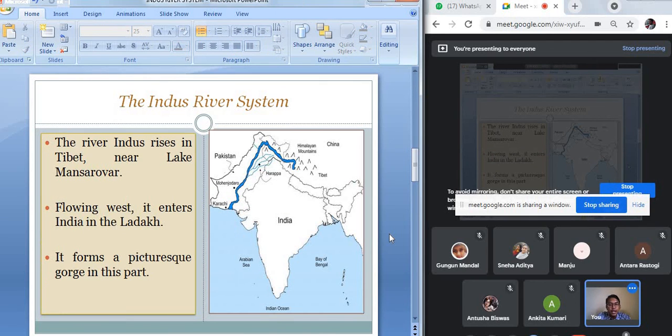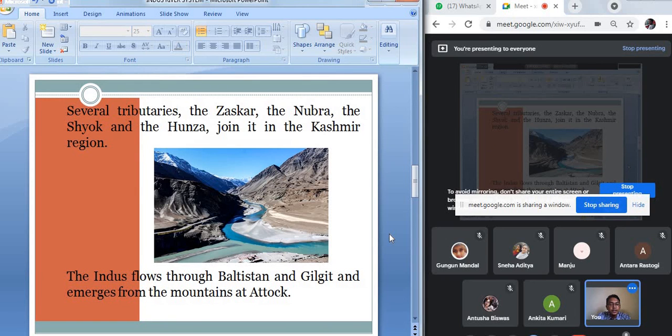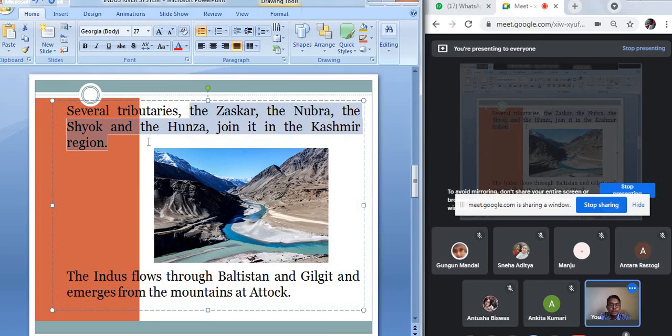After entering Ladakh, that is the Jammu and Kashmir region, it is joined by some small tributaries such as the Zaskar, the Nubra, the Shyok and the Hunza. These are the important tributaries of the river Indus which join it in the Kashmir region, that means in India.